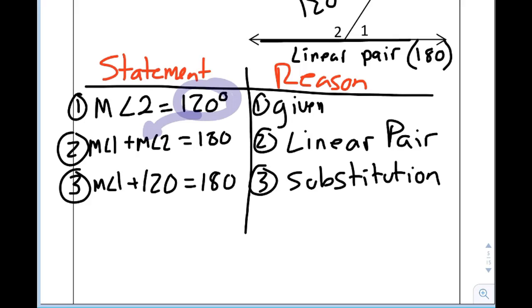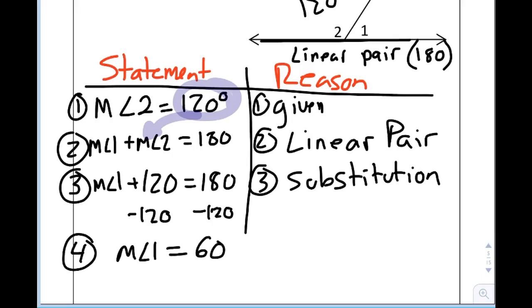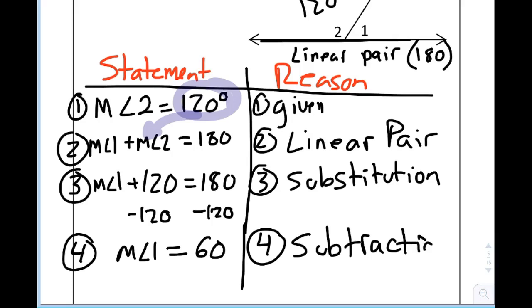I need to get the measure of angle 1 by itself, so I'm going to subtract 120. The measure of angle 1 then is 60 degrees. The act of subtraction. That's how we got there. Subtraction.